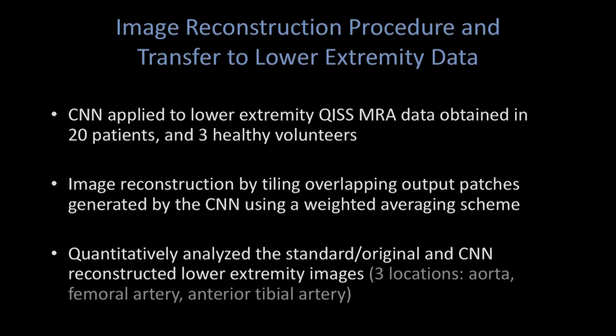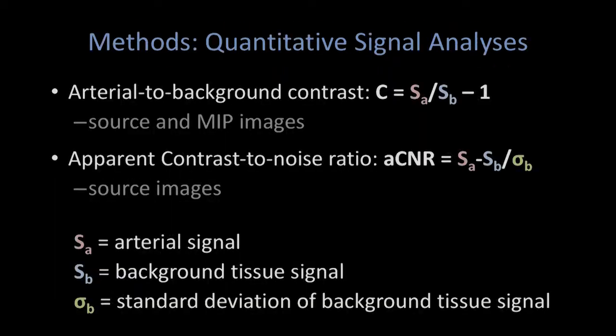So what did we do? We applied this trained CNN to lower extremity KISS data, and the image reconstruction was done by tiling these overlapping small patches in a weighted averaging scheme. And then we quantitatively analyzed the resulting images and compared them to the standard images in 3 locations, mainly the aorta. In one subject, we took a measurement in the iliac artery. The second location was the femoral artery, and the third location was in the anterior tibial artery in the calf.